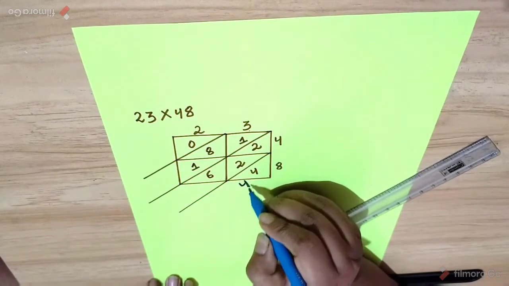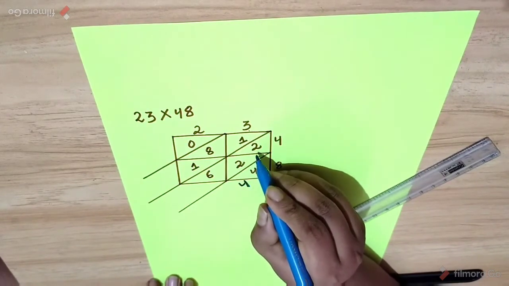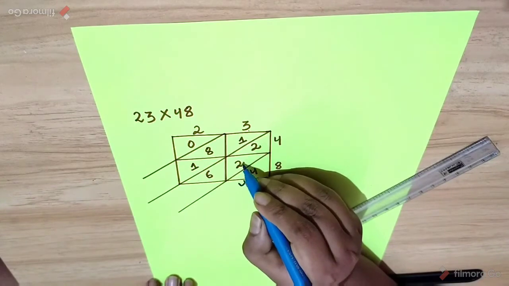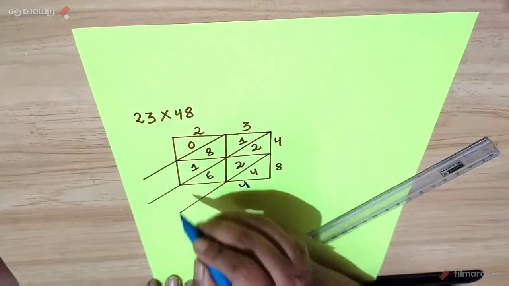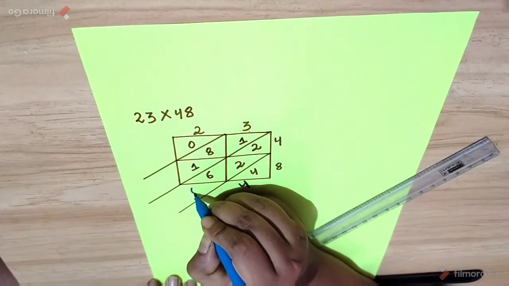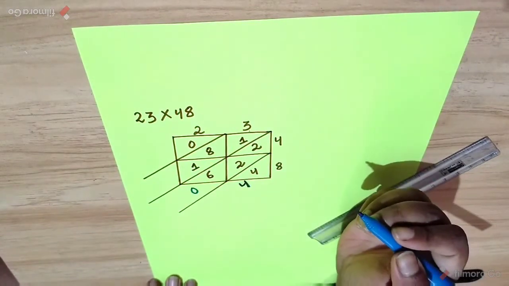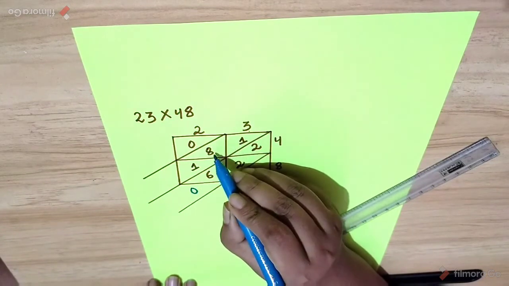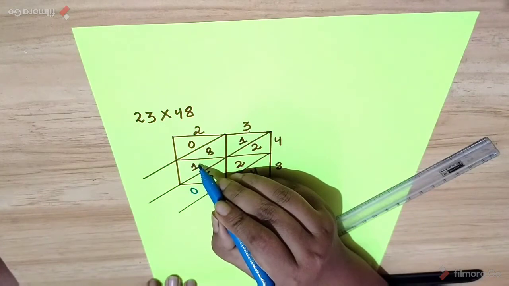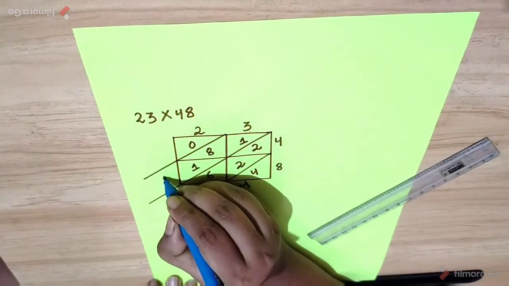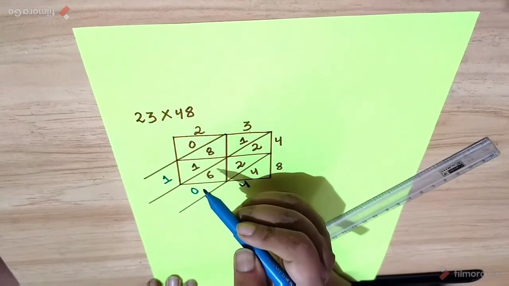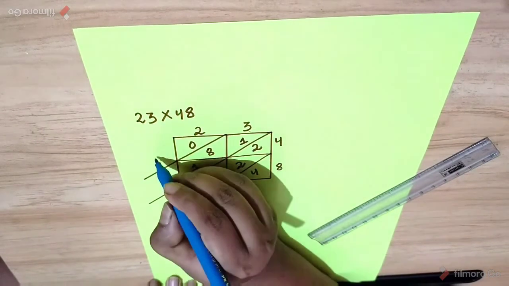Our next step is we'll add these numbers. Here 4 is written, so I have written here 4. Now we'll add these numbers. 2 plus 2 is how much? 4 plus 6 is 10. So I'm going to write here 0 and 1 carry. 1 plus 1 is 2 plus 8 is how much? 10. Plus 1 is 11. So I am going to write here 1 and 1 carry. 1 plus 0 is how much? 1. So I am going to write here 1.